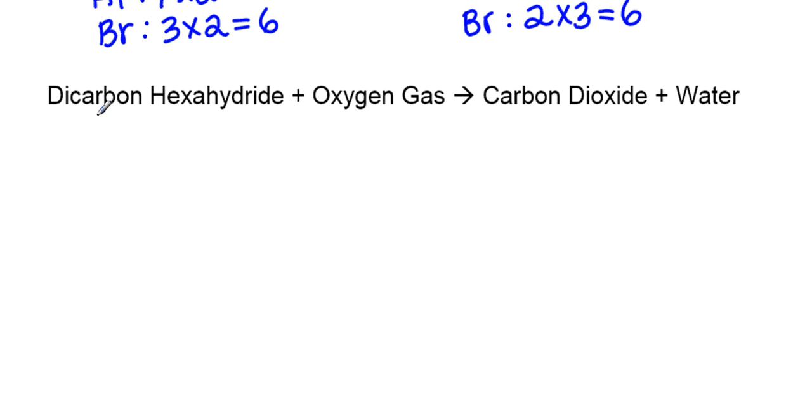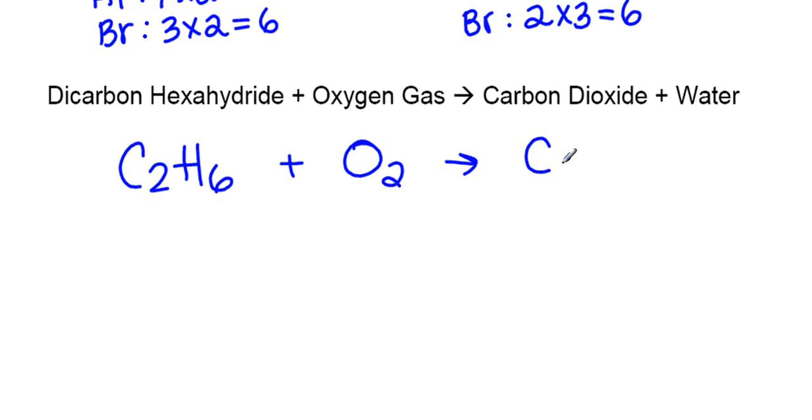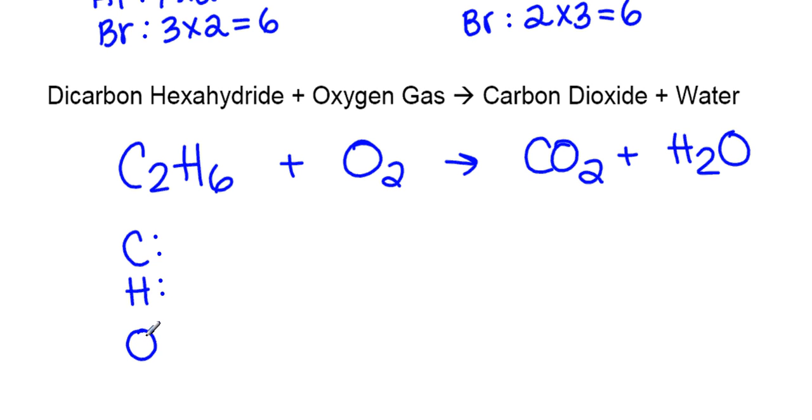So carbon, dicarbon hexahydride, oxygen gas, carbon dioxide, and water. So here let's count what we've got. Carbon, hydrogen, and oxygen. 2, 6, and 2.